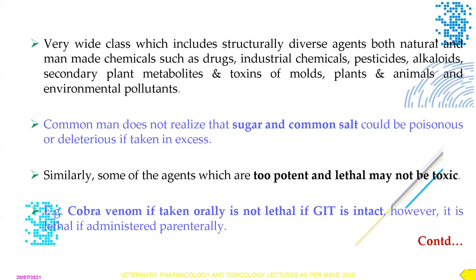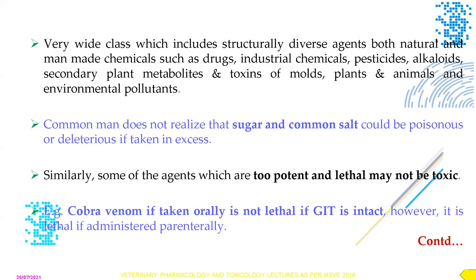So the natural and man-made, such as chemicals, drugs which are man-made, industrial chemicals, pesticides, the alkaloids from the plants, then the secondary plant metabolites, and the toxins of molds, or the mycotoxins, or plant toxins like mimosine, and many plant poisons, and toxins from animals, especially biting venoms, maybe honeybees, etc., and also environmental pollutants. So these xenobiotics include a wide or diverse category of substances.